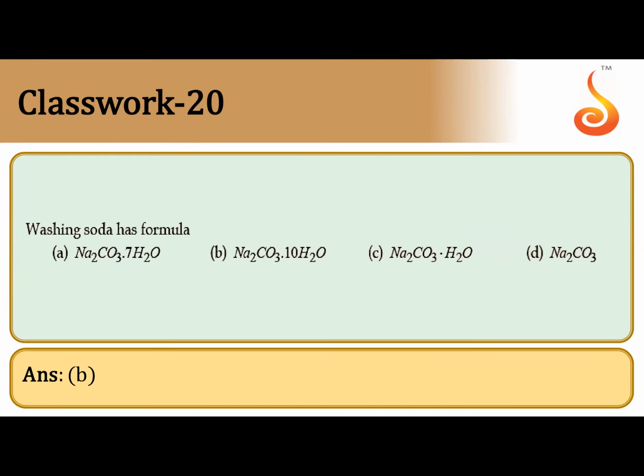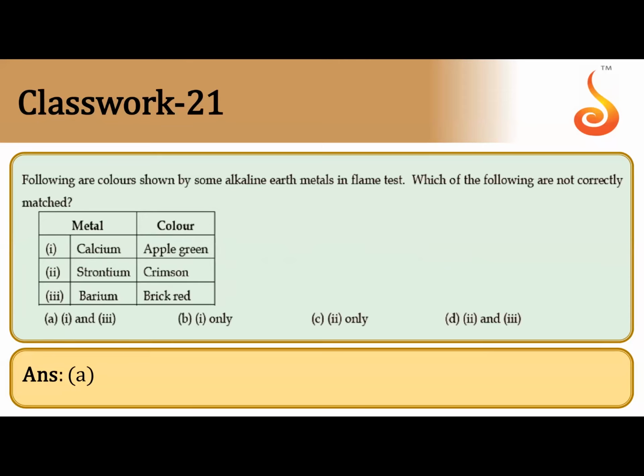Next question. It's a very simple question. Calcium will have brick red, strontium will have crimson red, and barium will have apple green. Match the following. Which of the following are not correctly matched? 1 and 3 are not correctly matched. 2 is correctly matched. Therefore, option A is correct. Next slide.